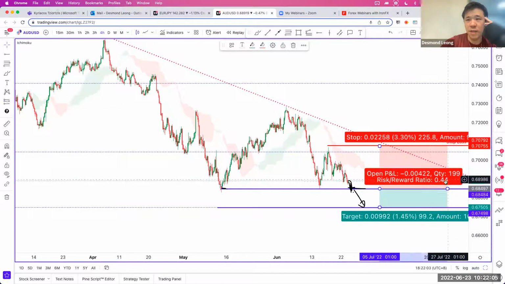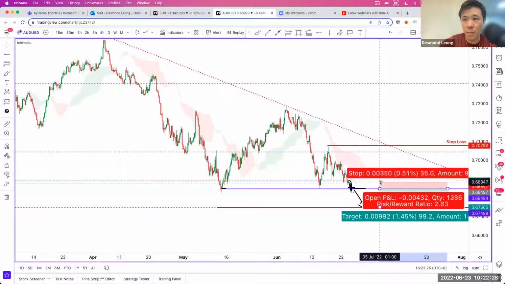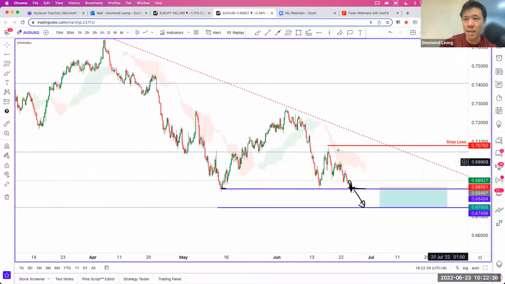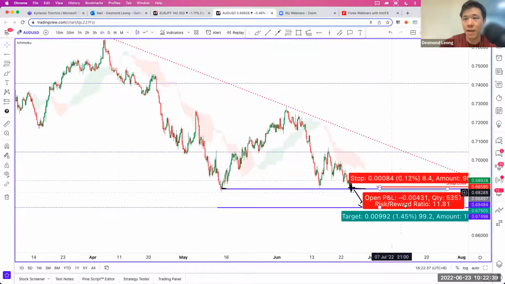One of the numbers we want to look at here is the risk to reward of 0.44. A risk to reward of 0.44 is terrible. It means that for every 44 cents you gain, you might lose $1. Focus on this number, 0.44. If your stop loss is very tight, you have a very good risk to reward. Imagine your stop loss is super tight over here. Look at that, you have a risk to reward of 11.81. That is great, so you can risk $1 and make $11.